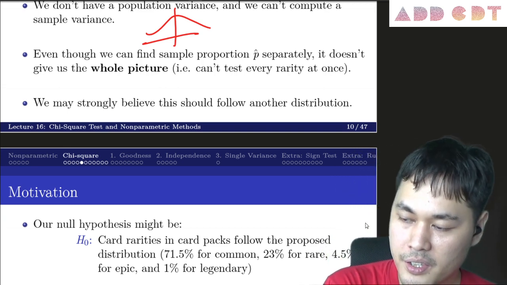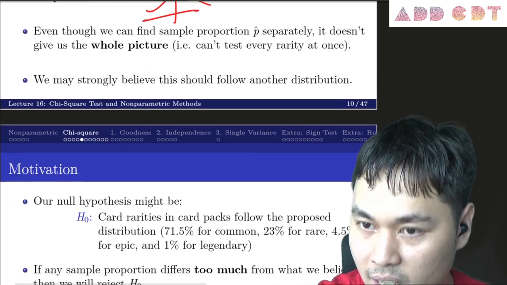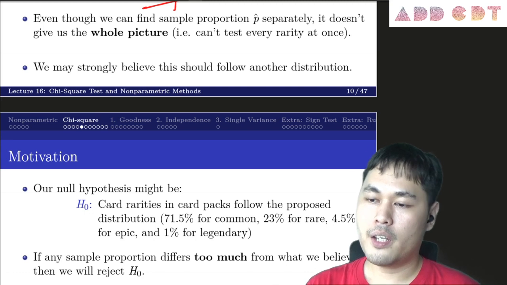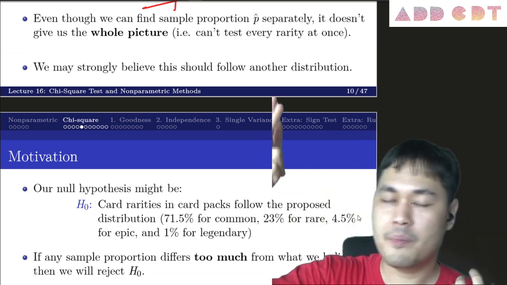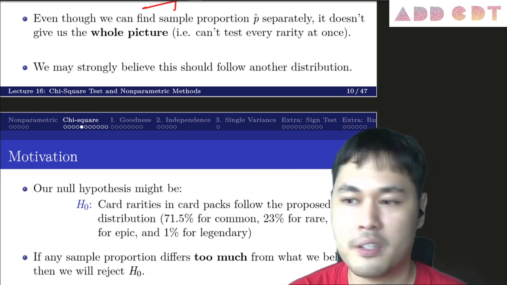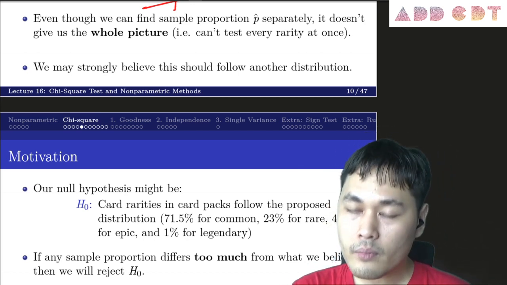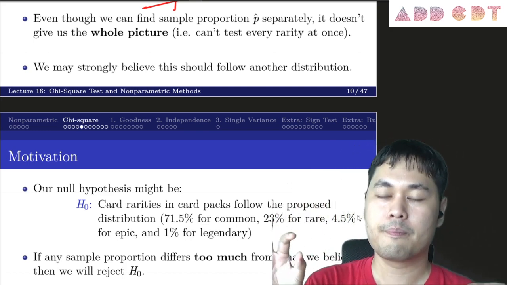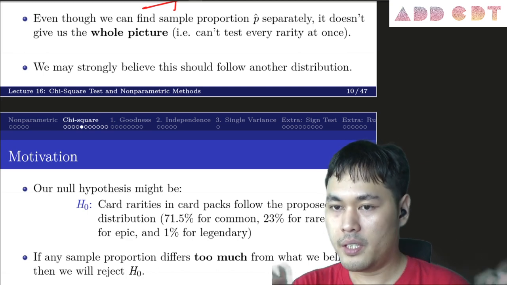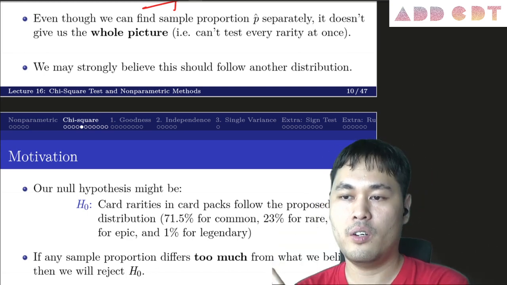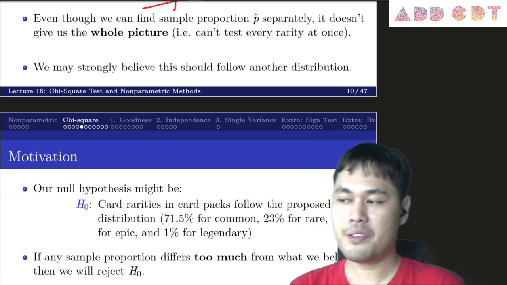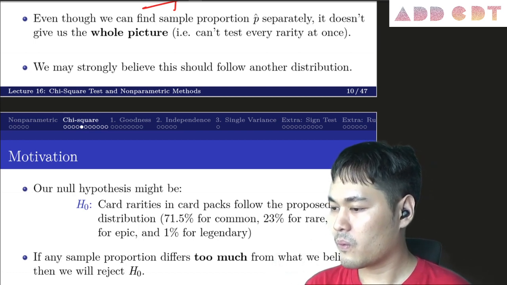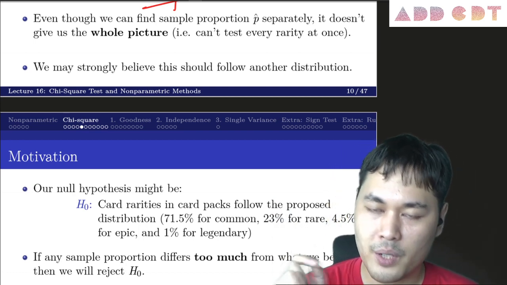The common sense is, of course, we should say that we reject this thing if it differs too much from what we believe. If we get a sample, let's say the sample that we have above, when we open 200 packs to get 1000 cards, if that distribution, the proportions differ too much from what we believe, we should reject. So this single line is the whole, the main concept of what we are trying to do.